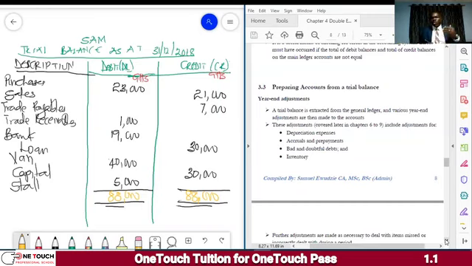Okay, good. Then we'll also make adjustment for inventory, because as you buy goods, they come.